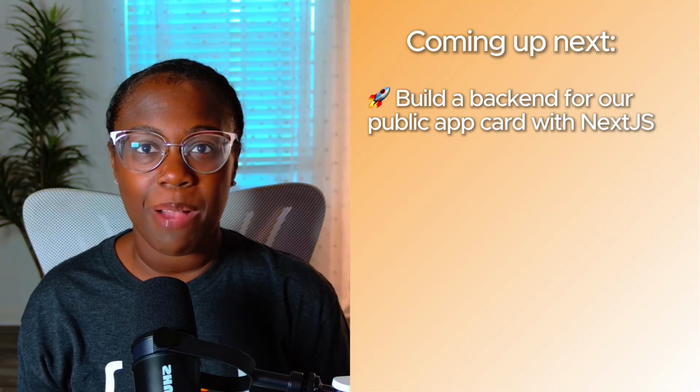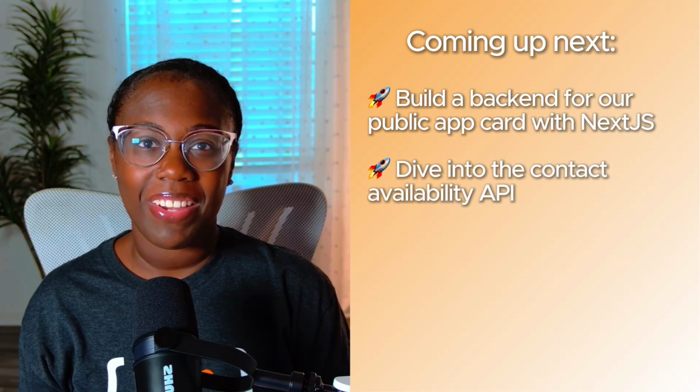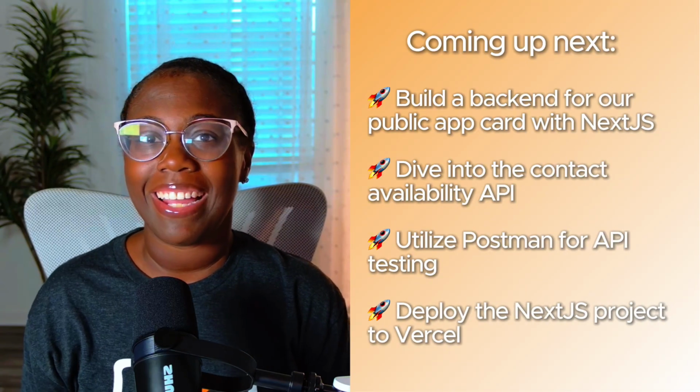So in this video, we're going to be building out the essential Next.js backend for our public app, creating the API endpoint that will power our contact availability feature. We'll explore the API, navigate our endpoints using Postman, and finally deploy our entire backend solution to Vercel.